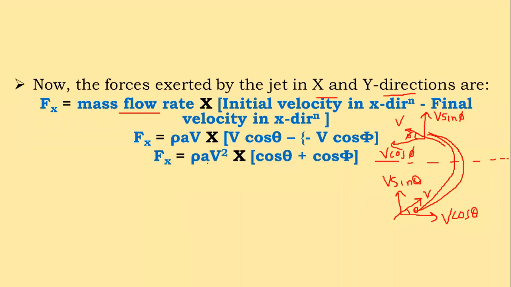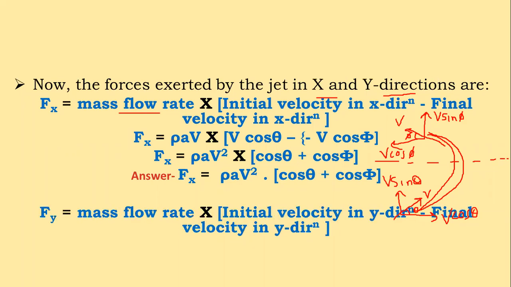So it is correct. Fx is equal to rho a v square into bracket cos theta plus cos phi. Okay. Now find out the force exerted in the y direction, that is Fy. It will be mass flow rate into initial velocity in y direction minus final velocity in y direction. So tell me, V sin theta minus V sin phi, sir.